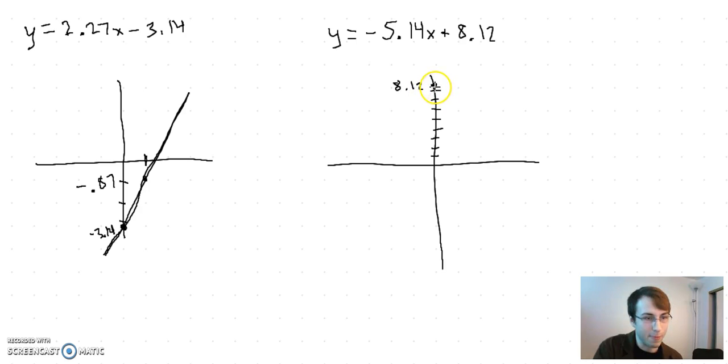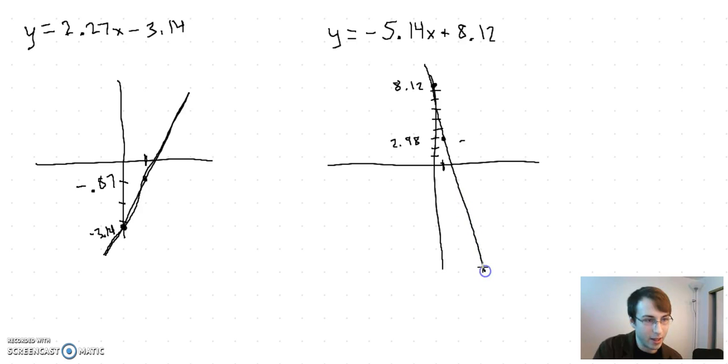8.12. And when we go over 1, how far do we go down? Well, we look at our slope, and we go down 5.14. So that's going to come out to, well, 8 minus 5 is 3, and this is 0.14, so bigger than that. So we're going to be a little bit below 3, right there. Actually, we'll be at 2.98. Right, and then we can draw our line, because we only need 2 points to draw the line.